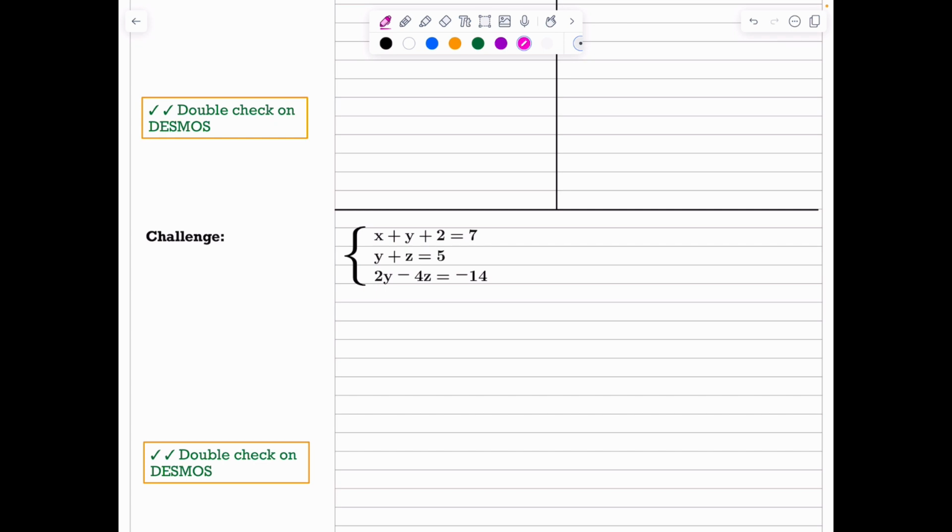All right, so our challenge problem, we have 3 equations. How many different variables are there? You've got x, you've got y, you've got z. 3 variables, 3 equations. And that's how a system works. If you have 2 variables, like x and y, then you need 2 equations. If you have 3 variables, then you need 3 equations in order to solve.